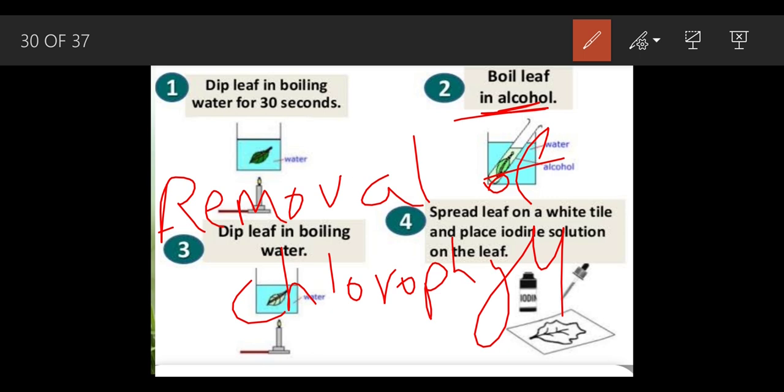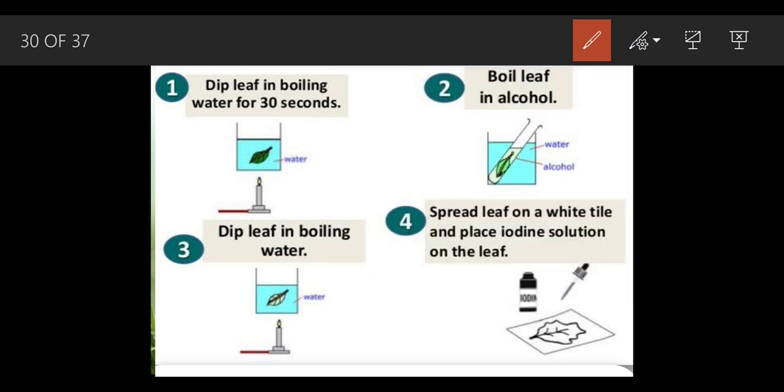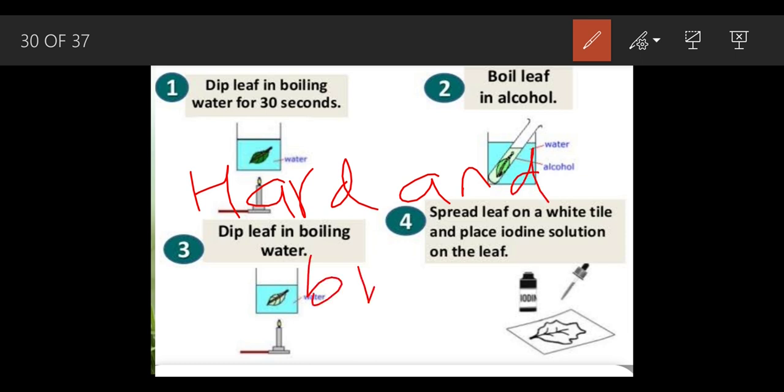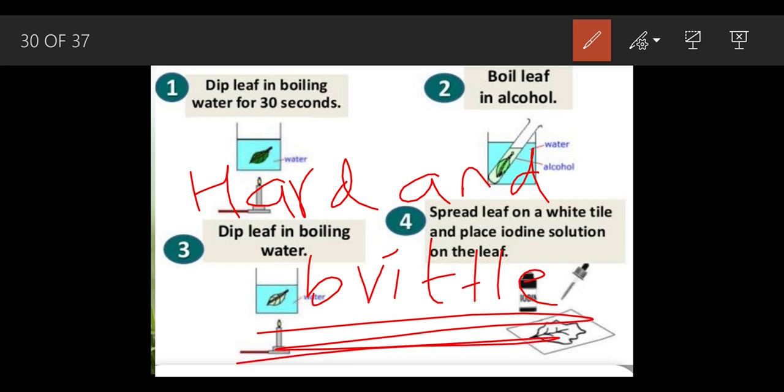So in step 2, what happens after boiling? When we saw the leaf, it was hard and brittle. What do you mean by brittle? That which can be easily broken down, like a chalk. If you apply force to the chalk, it gets broken down. So brittle means it can be easily broken down.